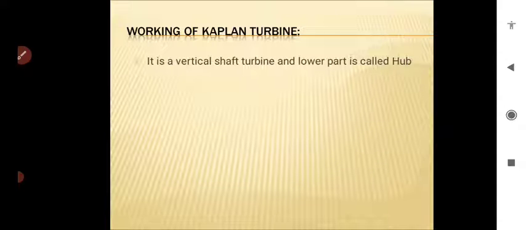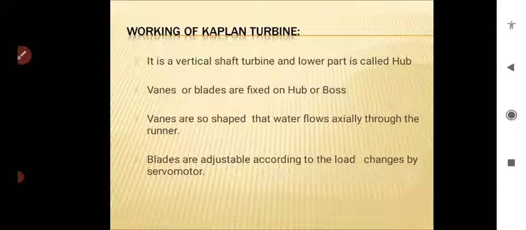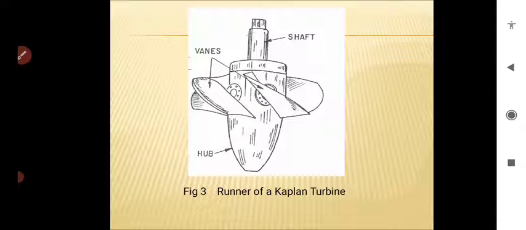Now the working of the Kaplan turbine. It has a vertical shaft and the lower part is called the hub. Vanes or blades are fixed on the hub. Vanes are so shaped that water flows axially through the runner. Blades are adjustable according to the load changes by the servomotor.